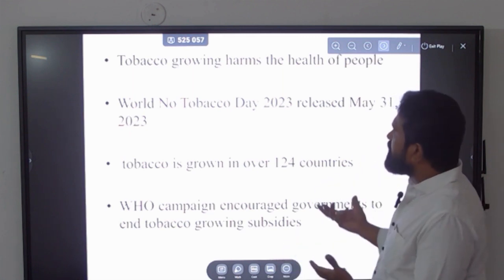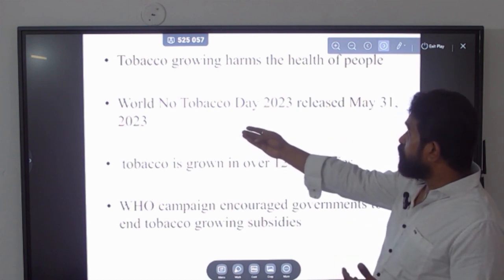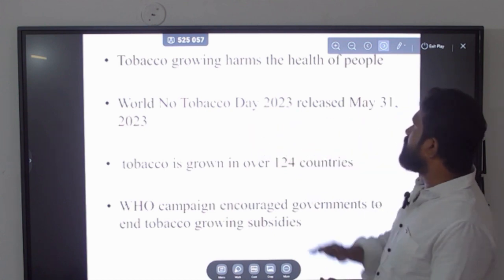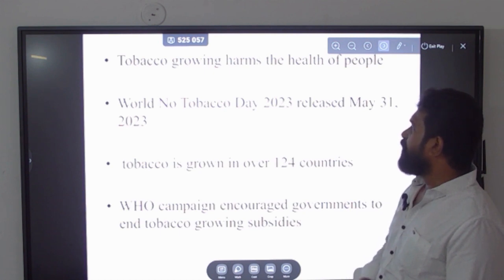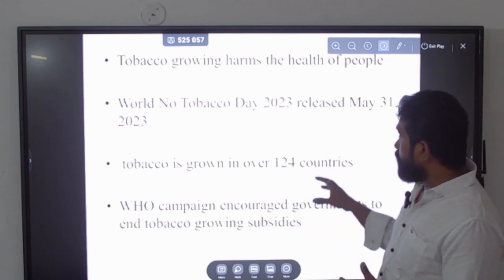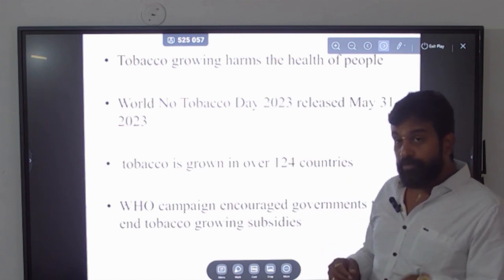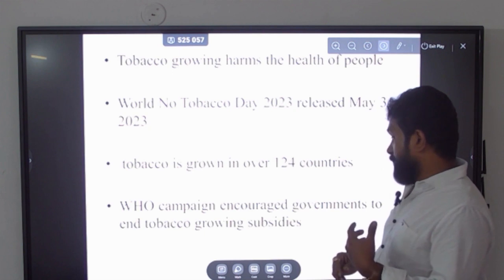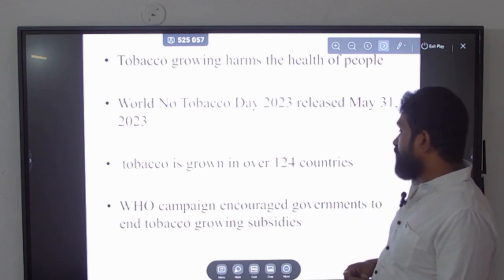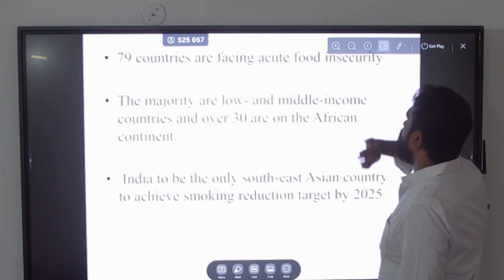So what is the need? That's why they observe World No Tobacco Day on May 31st of every year. You see, tobacco grows in over 124 countries in the world, and also the government is giving subsidies to a large number of tobacco farmers.